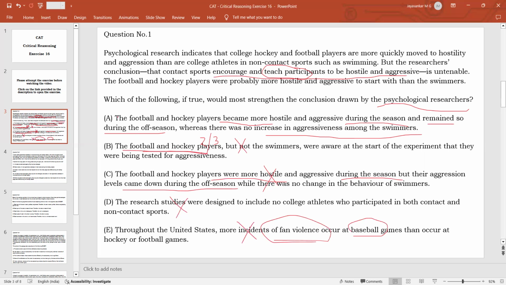So very clearly, option A is the answer which will support the conclusion made by the researchers. So remember, our focus should be on the conclusion by the researchers, not the conclusion by the author.